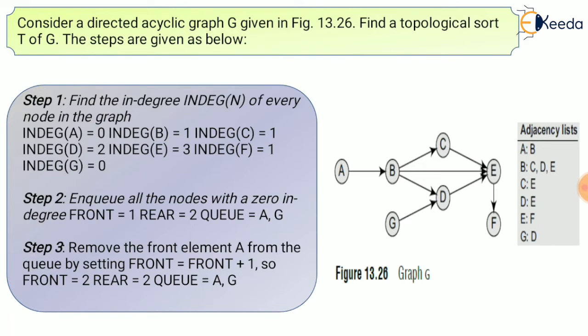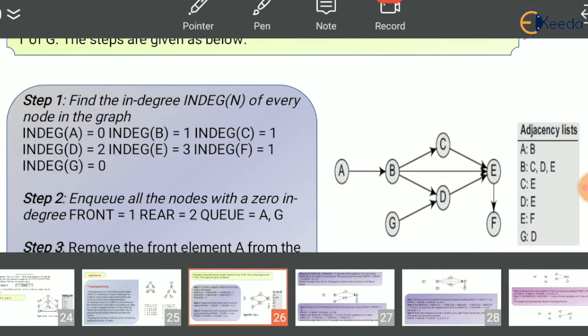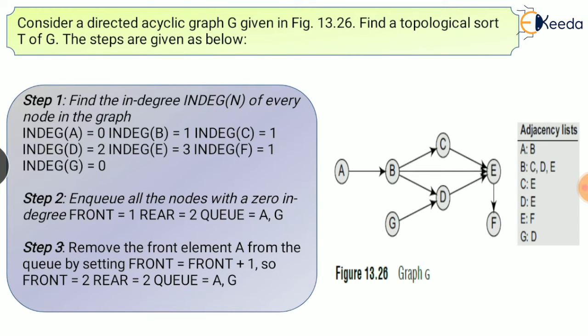With the help of that you can understand what a topological sort is. And one more thing you can do, with the help of such a type of problem you can solve it systematically, so that you can apply this technique in various areas like scheduling jobs, scheduling applications, jobs and tasks. So you can use this in those areas also. So consider a directed acyclic graph given in the figure. Find a topological sort T of the graph. The steps are given below.